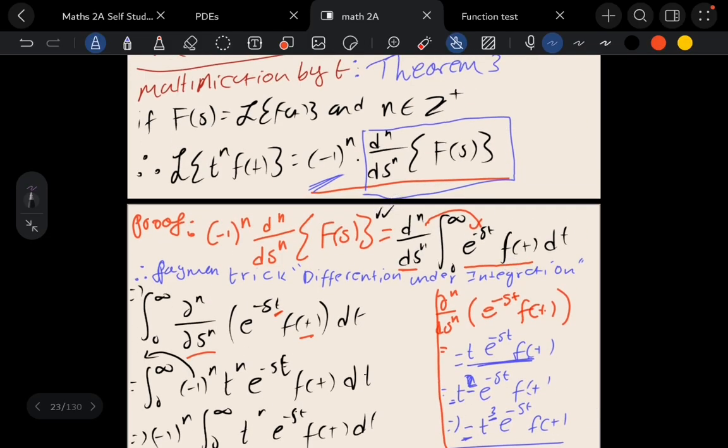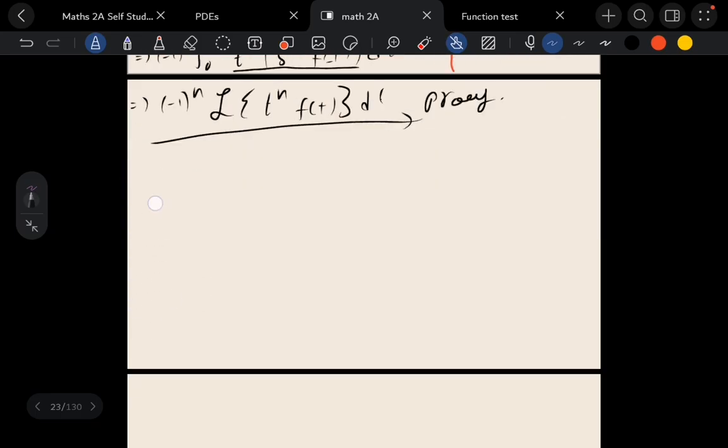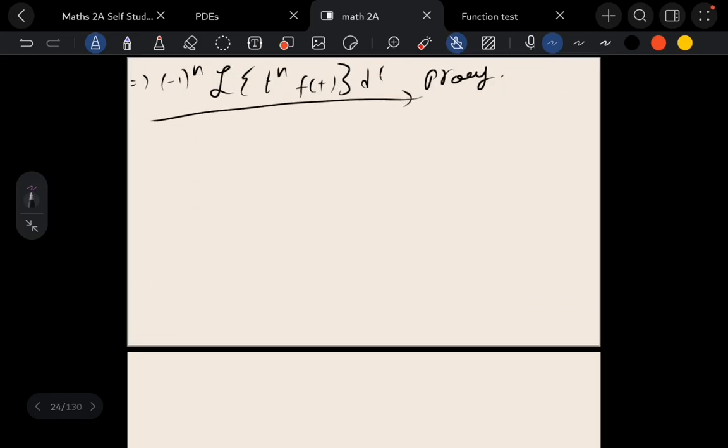Now, how does it work really? Because this is only a proof. Now, we are going to do an example here. So the first one: find the Laplace transform of t times e to the power negative 3t.